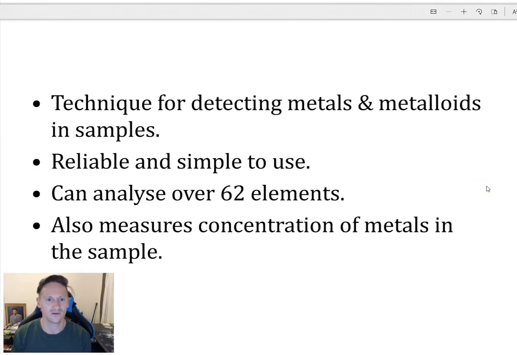So AAS is a technique for detecting metals and metalloids in samples. So we get a sample obtained from somewhere and we say how much of this specific metal or metalloid is in the sample. The advantages are it's a reliable analytical technique and it's simple to use. Once you have the machinery, it can be conducted really quickly and the graph is able to be analysed really easily. It can analyse over 62 elements, which is a particularly large sample. It also measures concentration of metals in the sample. So we can figure out what's actually in the sample and how much is there in regards to concentration.